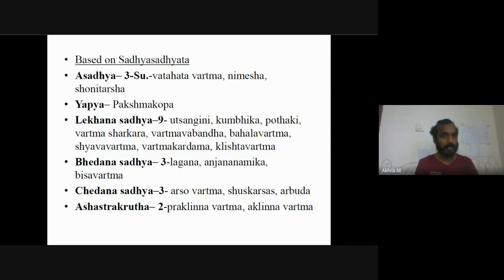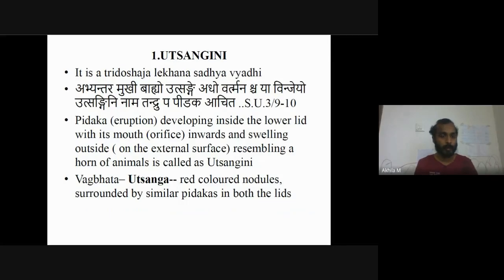This is the classification according to Sushrutacharya. Three are Asadhya Vyadhis: Vatahata Varma, Nimesha and Shonitarsha. Pakshma Kopa is a Yapya disorder. Lekhana Sadhya Vyadhis are 9 in number, Bhedana Sadhya and Chedana Sadhya are 3 in number each, and 2 are Ashastrakrita, Praklinna Varma and Aklinna Varma. Then we are going to see them one by one.